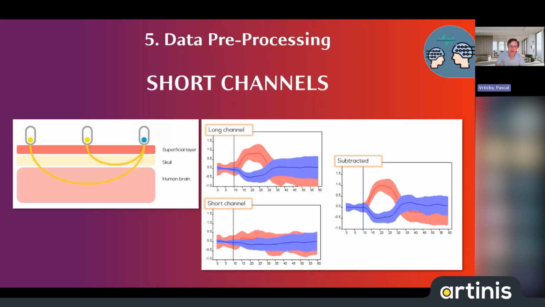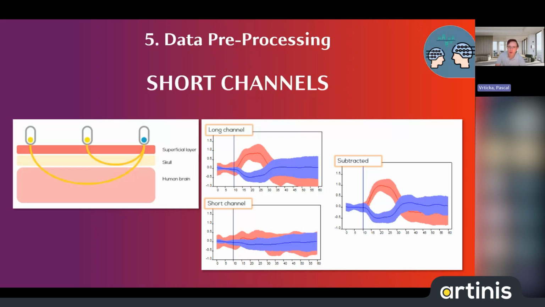And the idea here is that when you have a short channel, whatever you measure is not really coming from the brain. So it's not really the signal that you want to look at, but a signal that comes from more superficial layers. And if you have any data components in there, they're most likely to be noise. And so if you then correlate out or subtract the short channel data from the long channel data, you should get a cleaned time course that has some of the physiological noise removed.